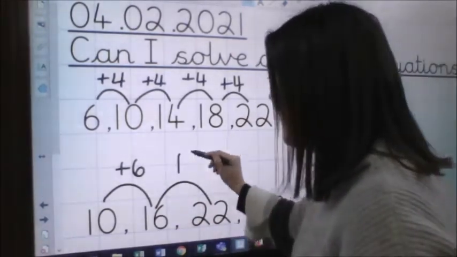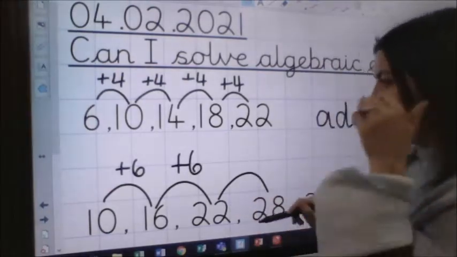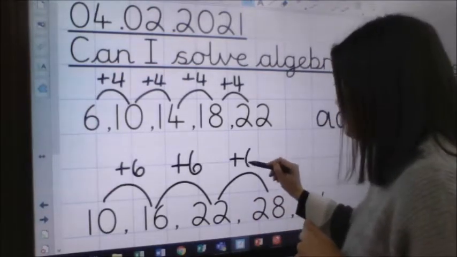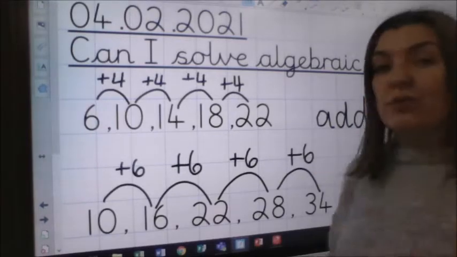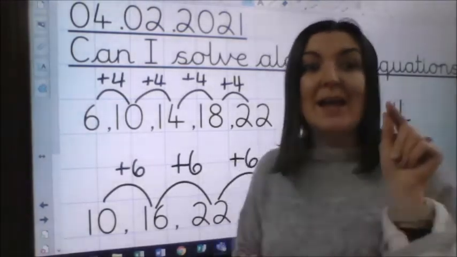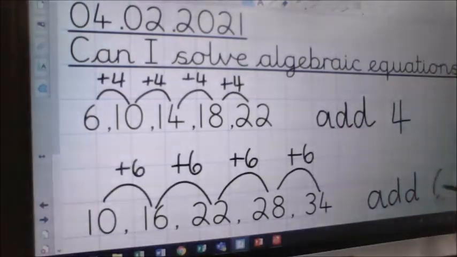Oh, add 6 again. Add 6. Add 6. So I know that the rule for this one is to add 6.